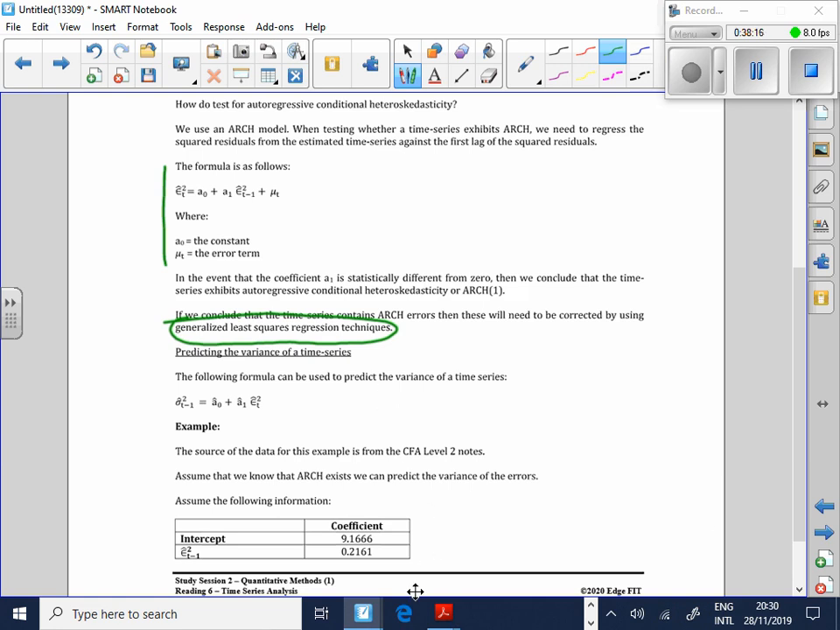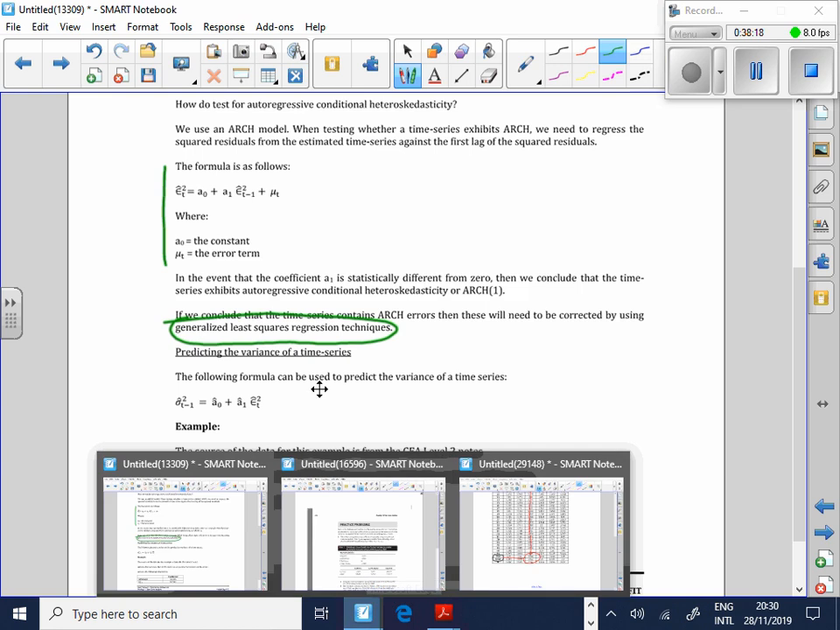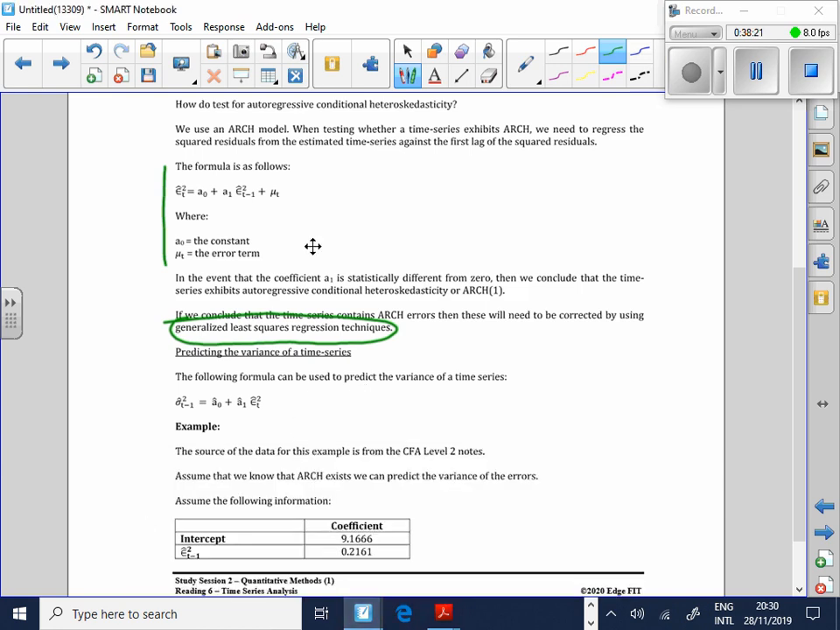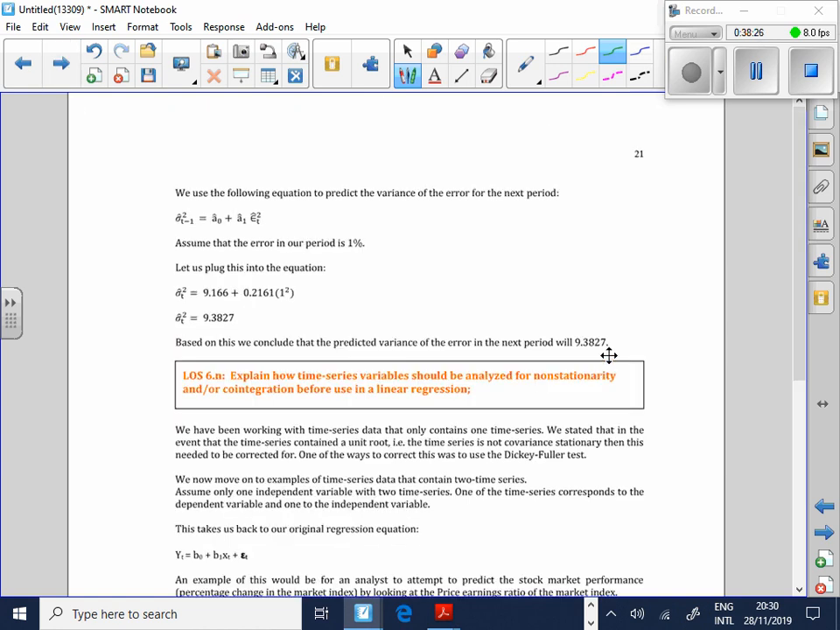How do we calculate the variance of the errors? Well, there's the numbers, guys. There's your intercept, B0. There's your t minus 1. We've seen all of this before. And there's your equation. So you put your intercept B0 there, your B1 over there. I'm assuming that the error is 1%, and because it's variance, I square it. Happy with that? Just in case they ask it as a question.